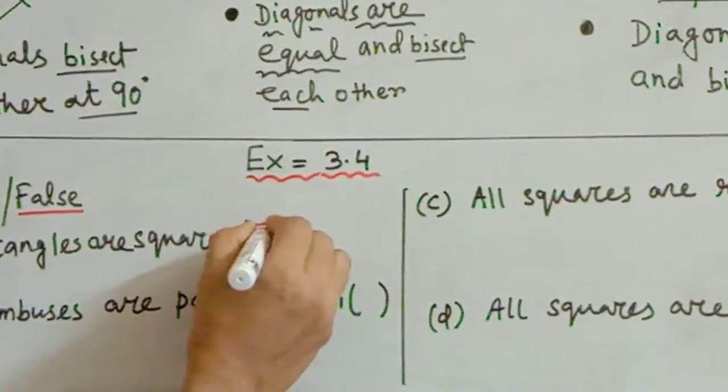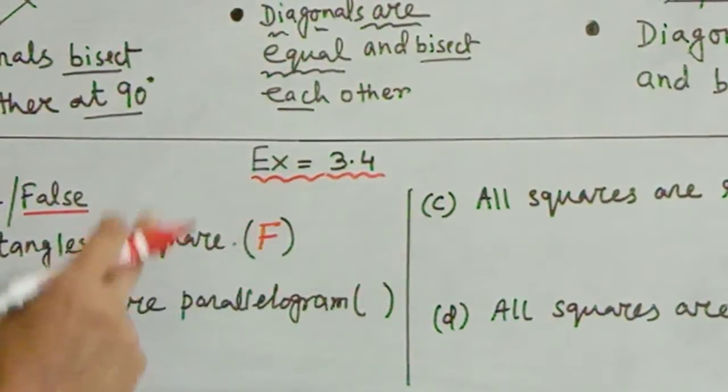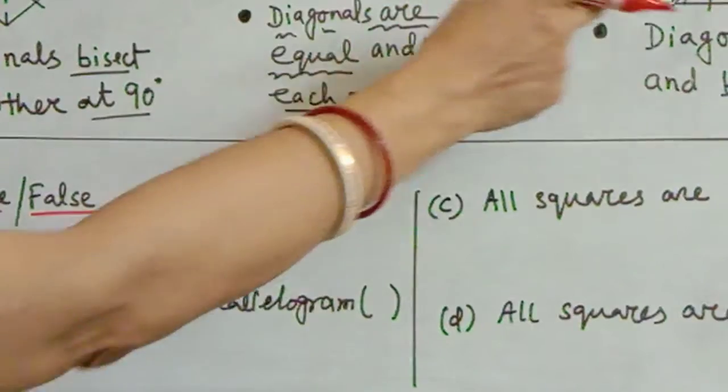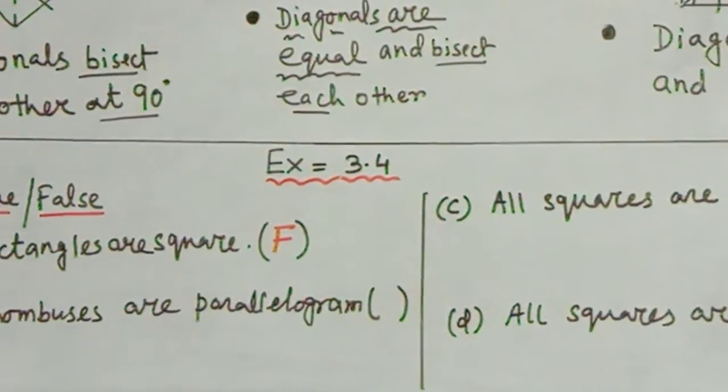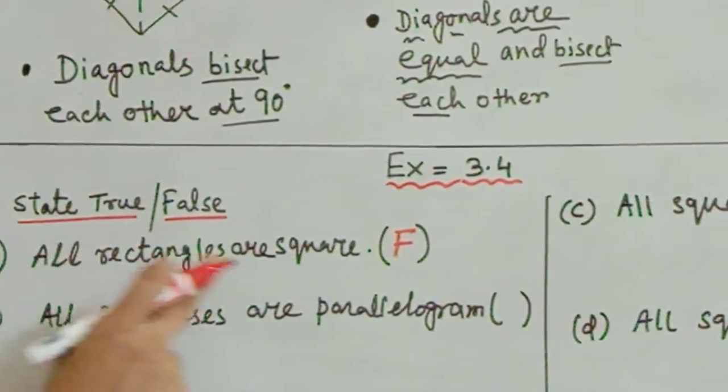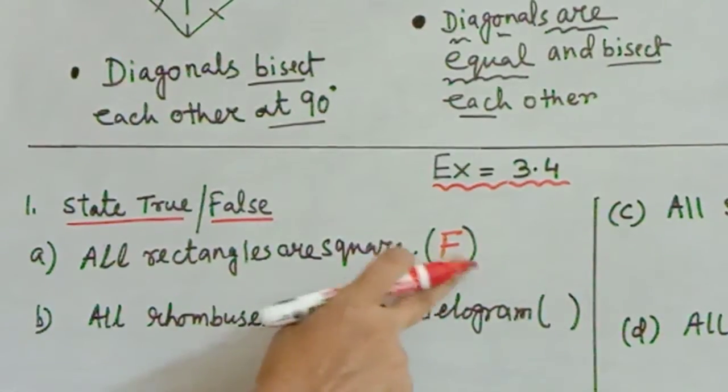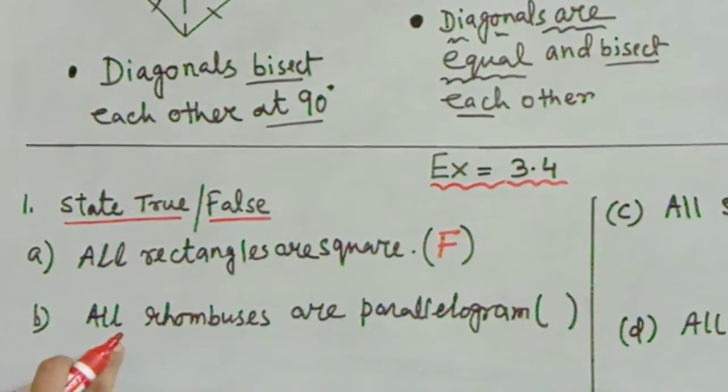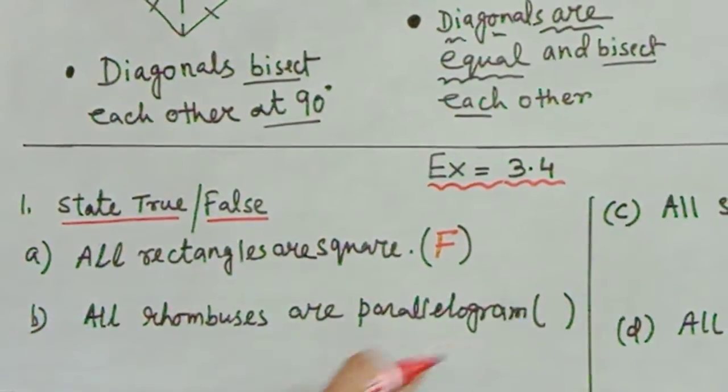All rectangles cannot be squares because only that rectangle which has all the sides equal can be a square. So all rectangles are not squares. That is why we have written it false. Next, B: all rhombuses are parallelograms.